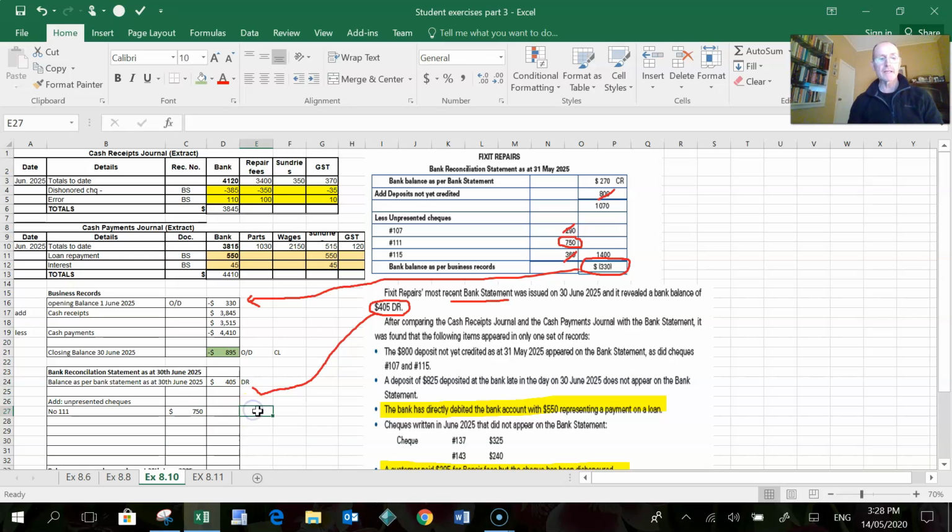So why am I adding? It's because this is an overdraft, right? $450 debit. So once this check is banked, it's going to make that even higher, right? It'll increase the amount of money we owe to the bank because that's taking more money out.